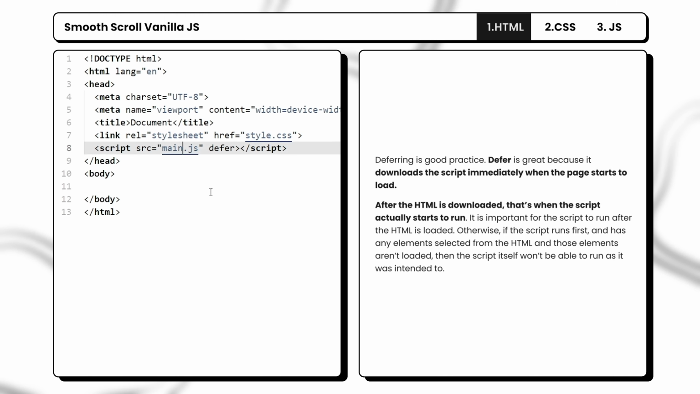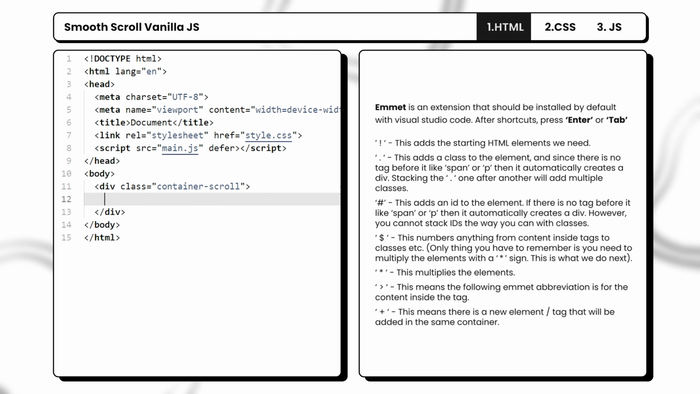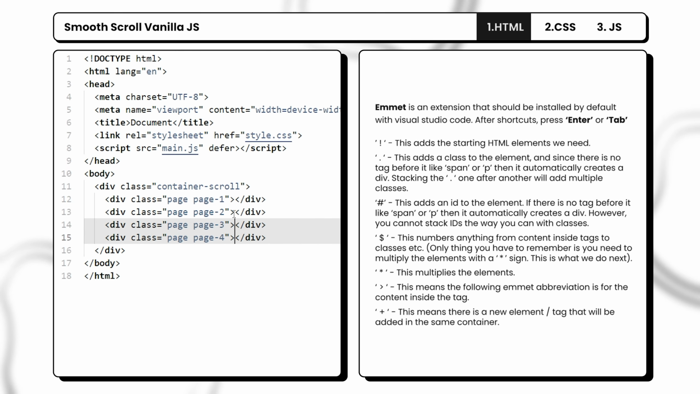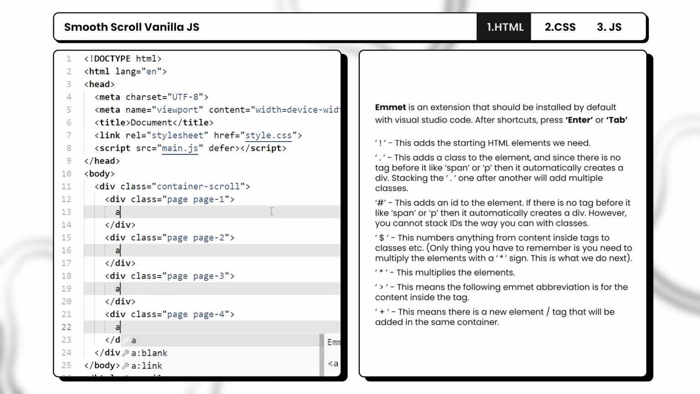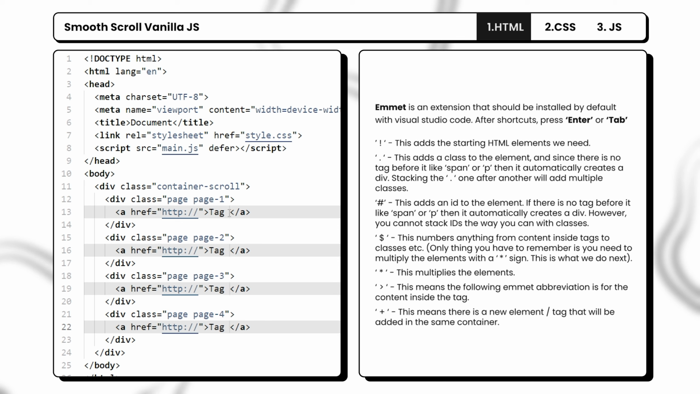Next, inside the body tag, we will add a div with the class container scroll, and then inside that we will add 4 divs with the class page, and then we will add a numbered class by doing page$*4. Next, by using Alt or Option on Mac and clicking down, we will go inside each page div and we will add an anchor tag which will link to an empty HTTP site, and then inside each anchor tag we will write tag 1, 2, 3 and 4.